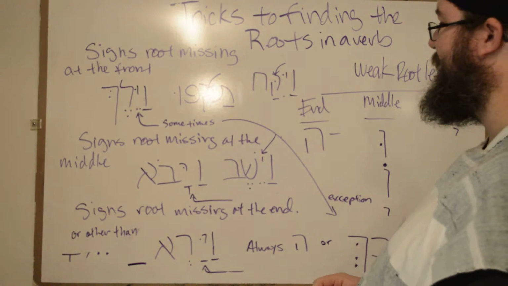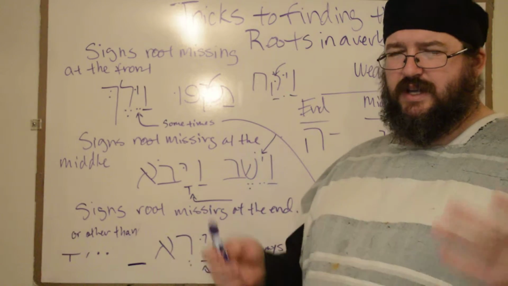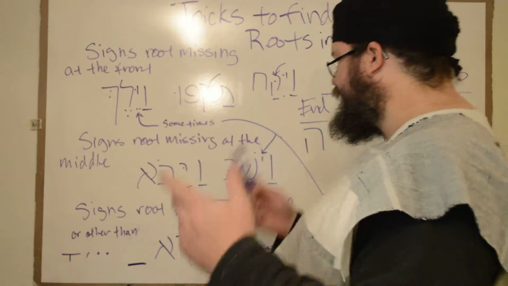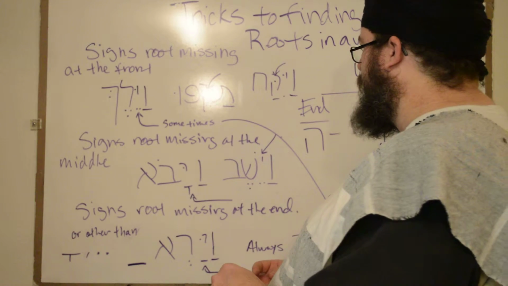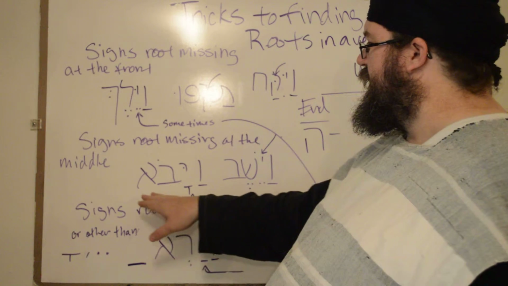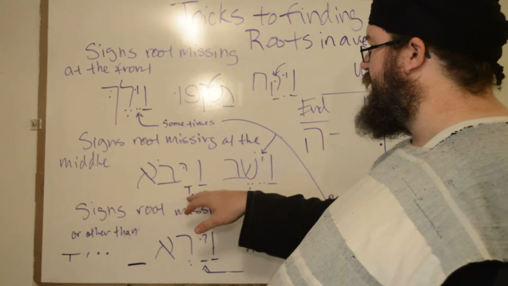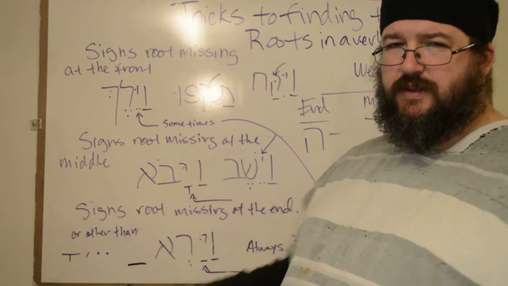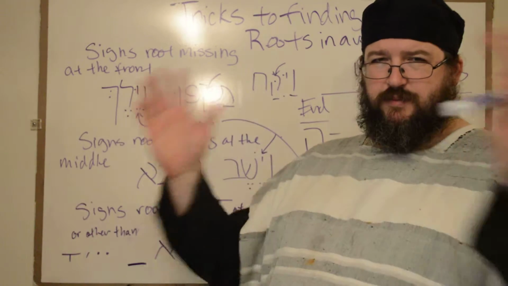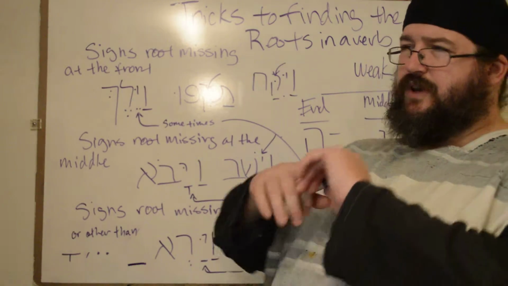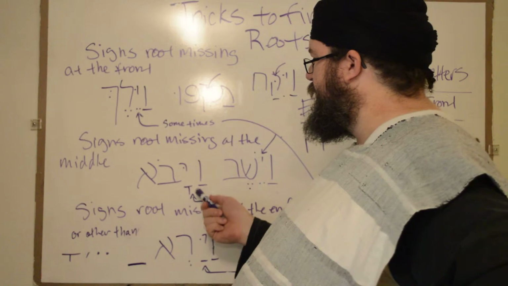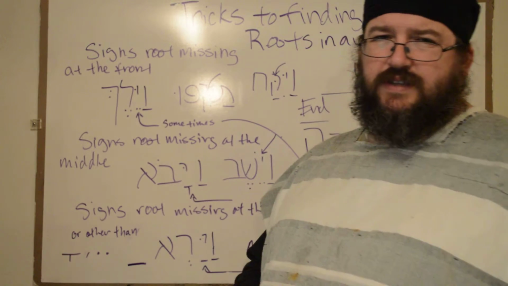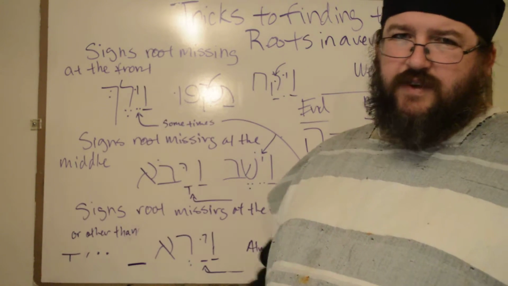Signs the root is missing at the middle. So how do I know if it's missing at the middle? I have two indicators, all right? One of them is the fact that here we go, we have the vav conversive. Remember, this is mainly your vav conversives where your big problems are going to be, when you're going, wait a second, what happened to that letter? All right? So the vav conversive and the pronoun. The pronoun's here, it's always after the vav conversive.